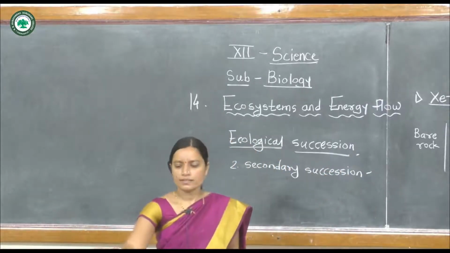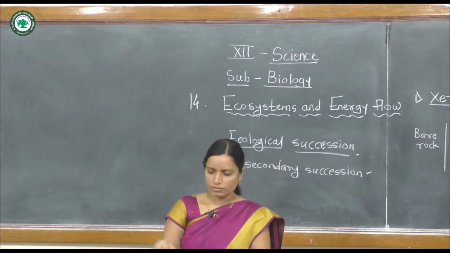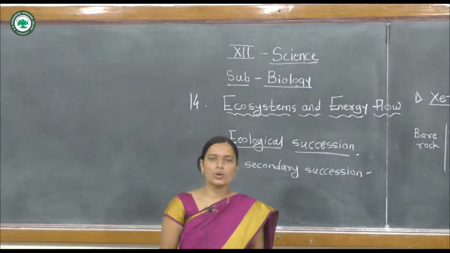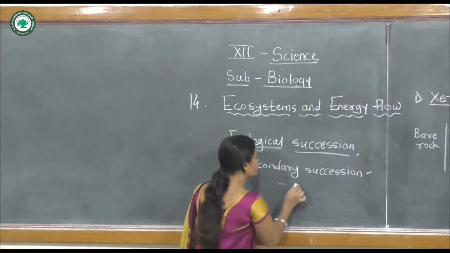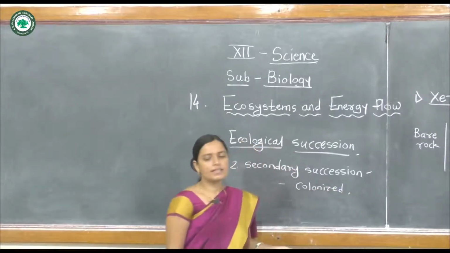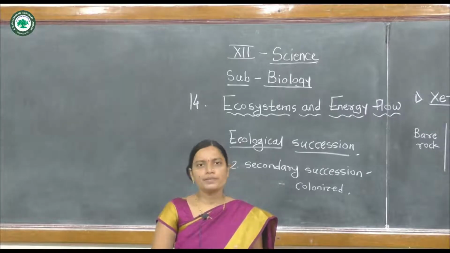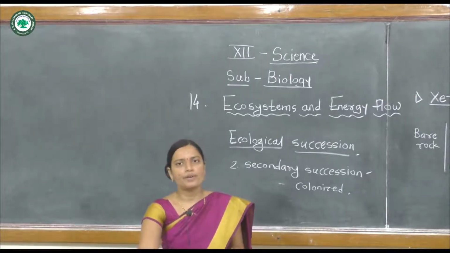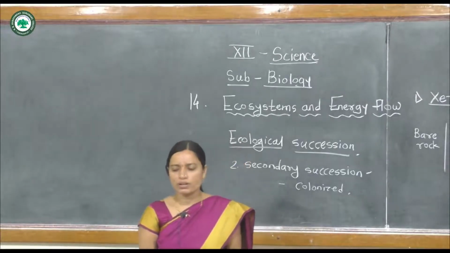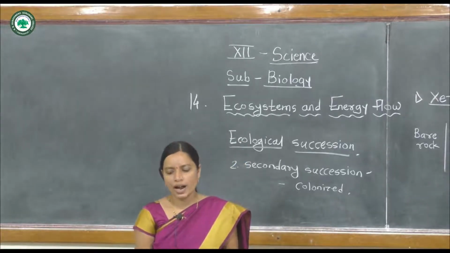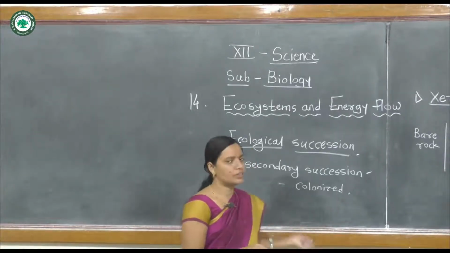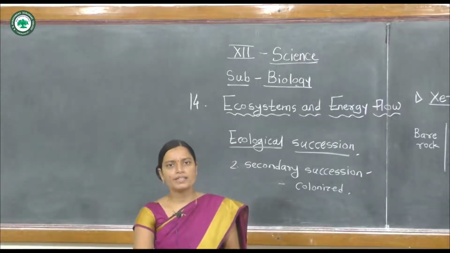Secondary succession is when succession starts on an area that was previously colonized. This area was previously colonized, and secondary succession has started on it. For example, a cut forest, a burned forest, or land affected by flood. Secondary succession occurs in these colonized areas.